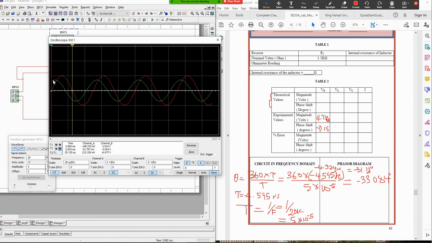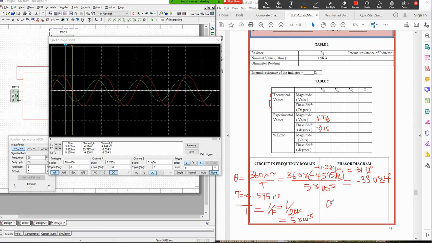Then we click on the green one. Then we shift the first one, which is the place where it cuts the time axis. You can use this button to shift it a bit. So what do you have? You have 8.108 microseconds.